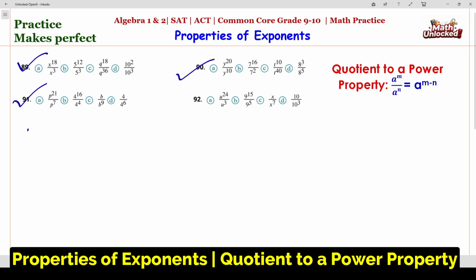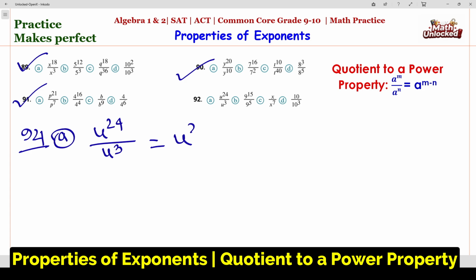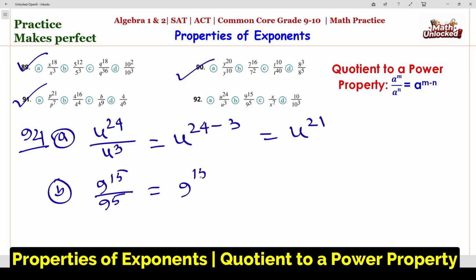Final topics of this video. 92A: u to the power 24 divided by u to the power 3. We can write u to the power 24 minus 3, which means u to the power 21. Number B: 9 to the power 15 divided by 9 to the power 5. So 9 to the power 15 minus 5 is 9 to the power 10. So A and B done.